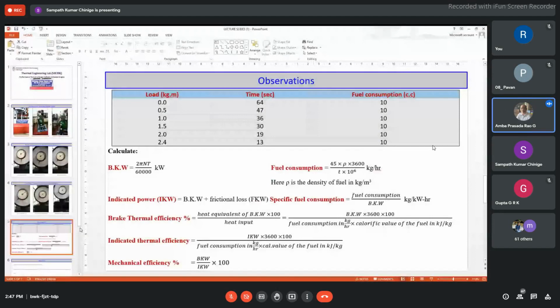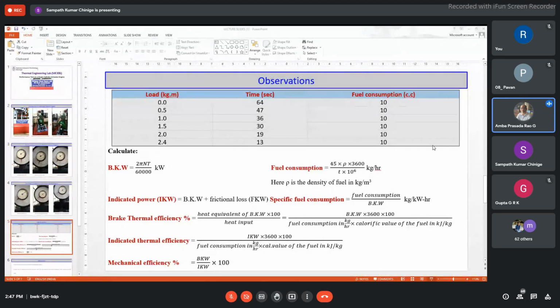So these are the set of observations, sir. The torque meter reading is 0. The time taken for 10 cc of fuel consumption is equivalent to 64 seconds. Here you have the next load, because the load is varying and the time is also varying. But the amount of fuel consumed is the same, and the engine speed is also maintained constant at 1500 rpm. And these are all the parameters through which we can do it.